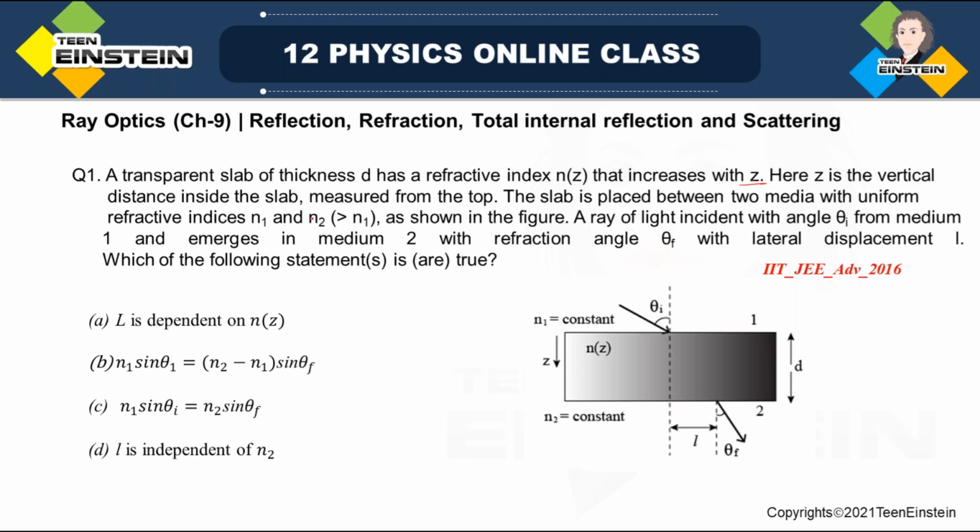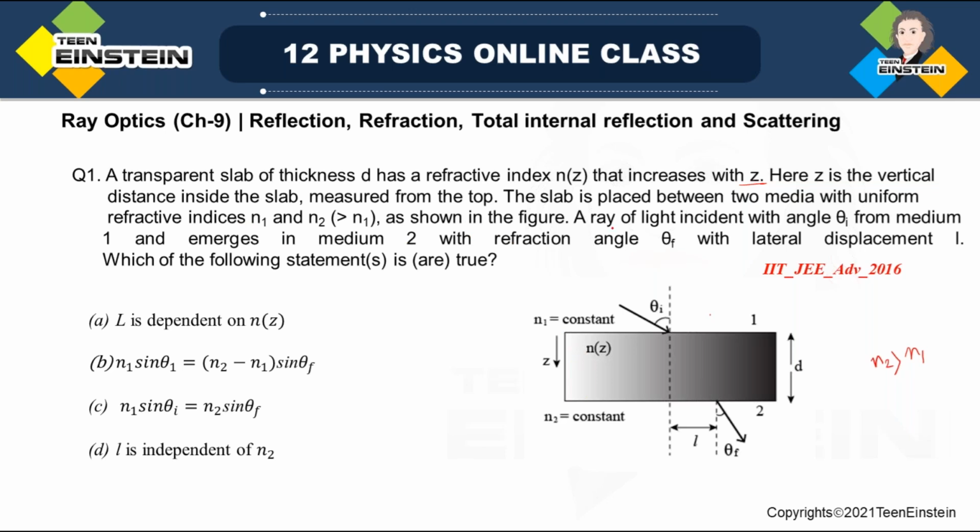Here Z is the vertical distance inside the slab measured from the top. The slab is placed between two media with uniform refractive indices N1 and N2, where N2 is greater than N1. This is a medium which has refractive index N1, and this is another medium which has refractive index N2, and in between this is sandwiched.